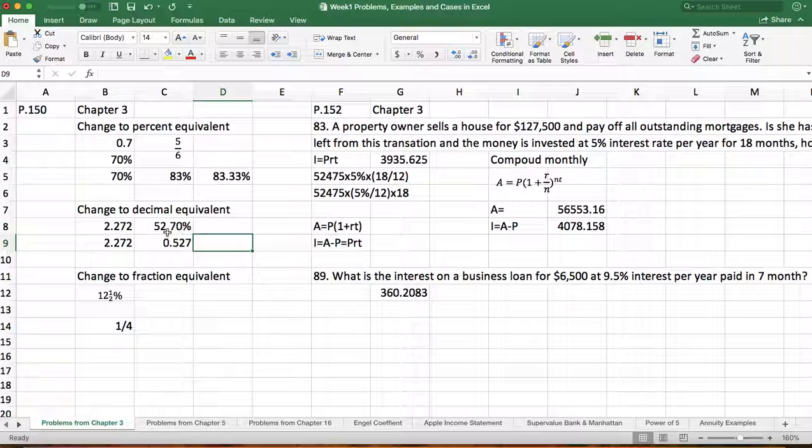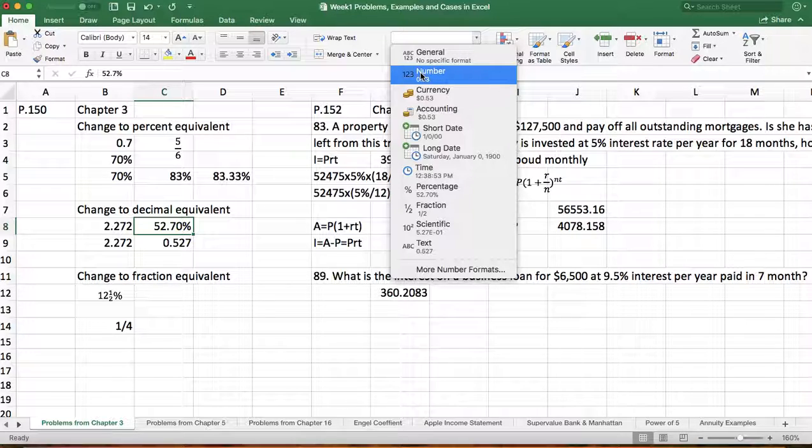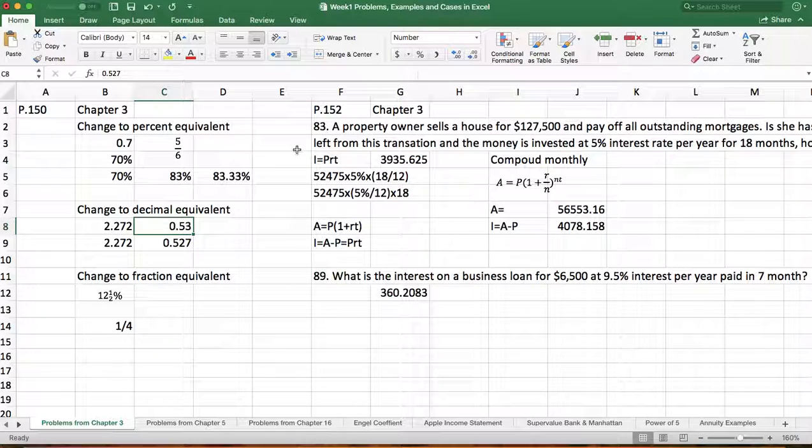Okay, and for this one, the same. You click on this cell and you select this number, and you come here, click number. You got a decimal number. You want one more decimal point, you got it. Okay. Go back to okay.